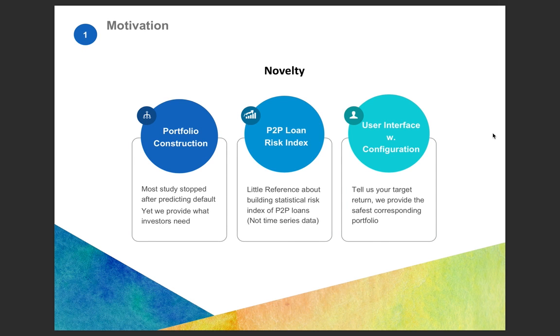Also our novelty is that we not only predict the default rate, because most studies stop at this, we provide the investor with a portfolio recommendation. Also, we build a P2P loan risk index. There is little reference about building a static risk index of P2P loans, since there is no time series data. We also provide a user interface for people to do their portfolio optimization and recommendation.